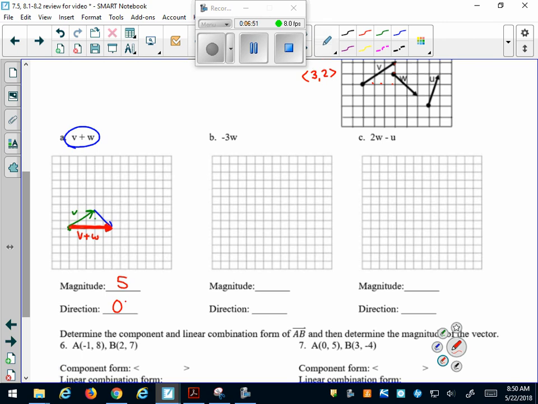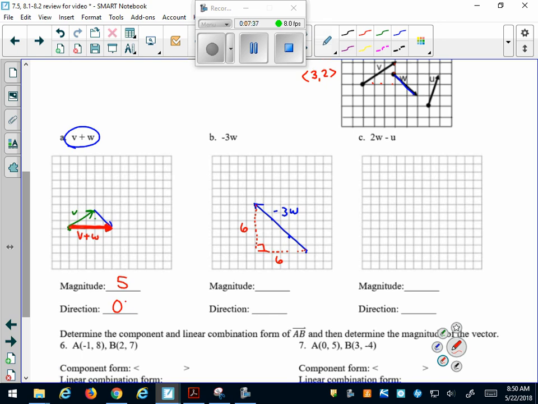Okay, the magnitude for B, we're going to draw negative 3W. That means we have to reverse the direction of W. W goes up to the left 2 and up 2, is what we need to do if it's negative W, right? So it's left 2, up 2, and then we have to do that 3 times. So negative 3W is going to look like this. Now, to draw the triangle here, we are going to see that this is 6 this way and 6 this way.